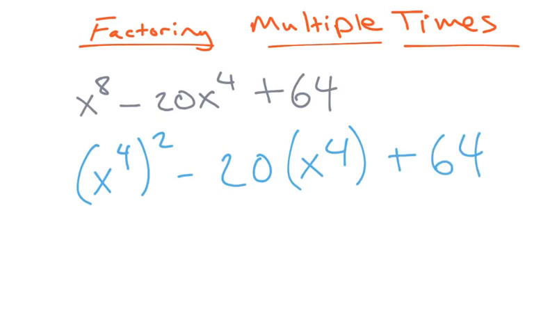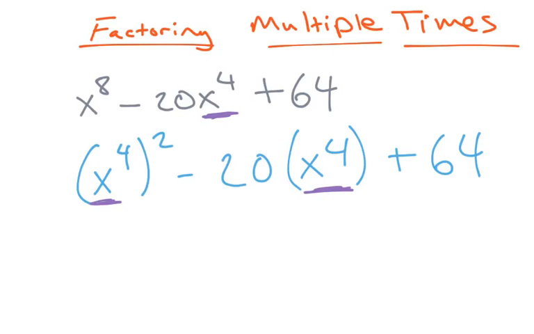By the way, if you're wondering how I know to use x to the fourth versus maybe x squared or some other version, you usually want to break it down to the middle term. That's why I'm using x to the fourth. So I'm saying 4 times what gives me 8? 4 times 2 gives me 8. So that's why I wrote it this way.